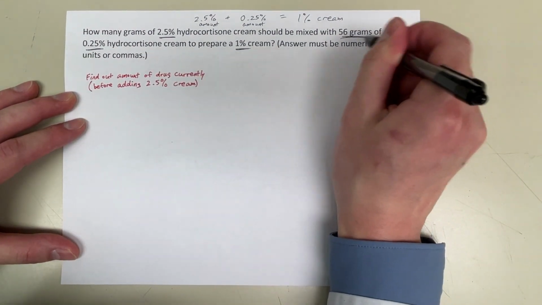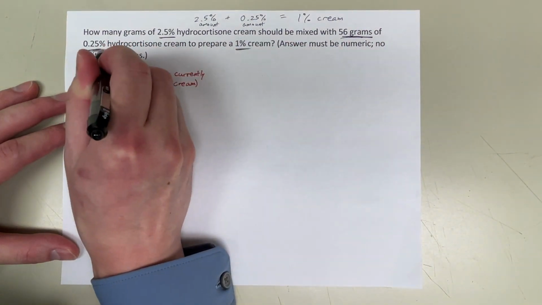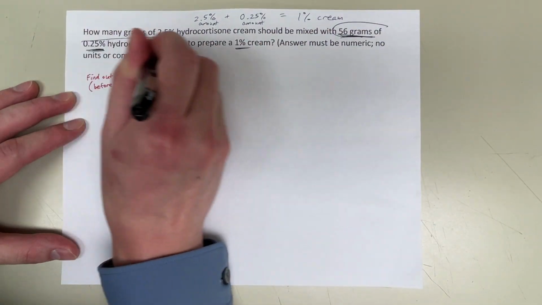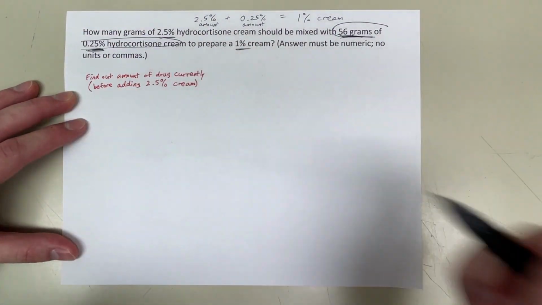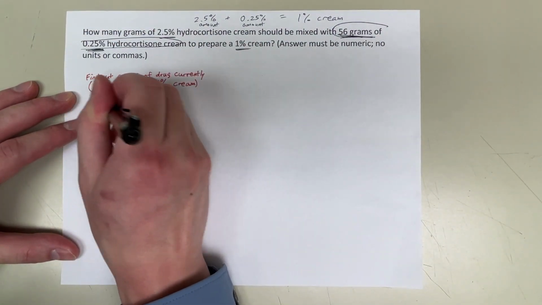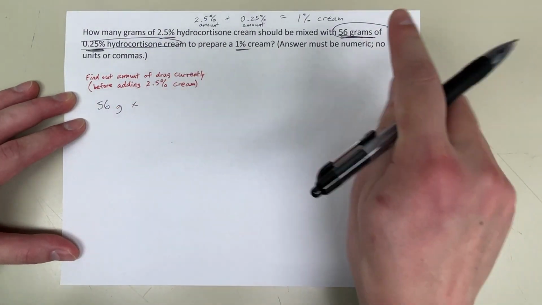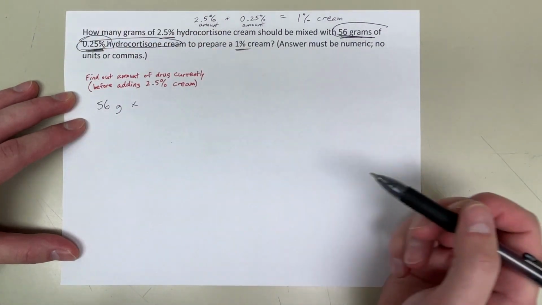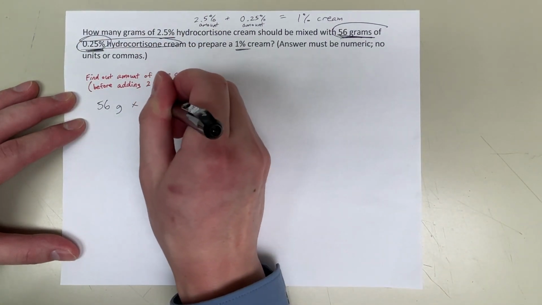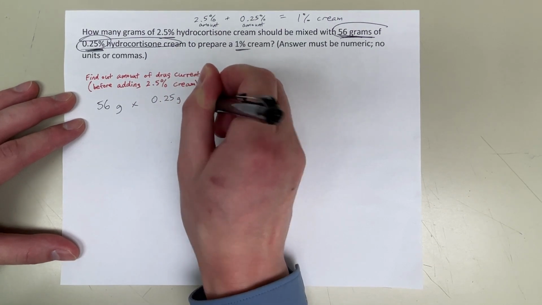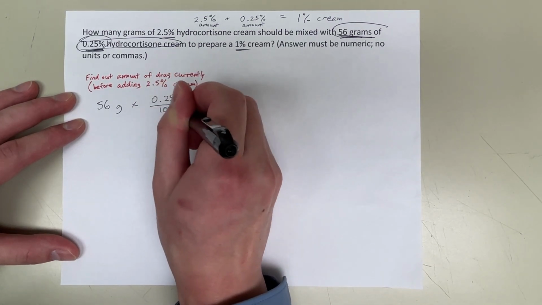We have 56 grams of a 0.25% hydrocortisone cream. So that's what we already have now. I'm going to calculate the amount of drug in that. So 56 grams, multiply that by the percent strength, 0.25%, which is the same thing as saying 0.25 grams of the drug over 100 grams of the mix.